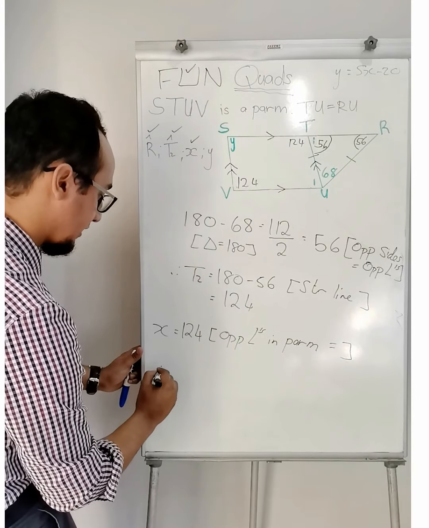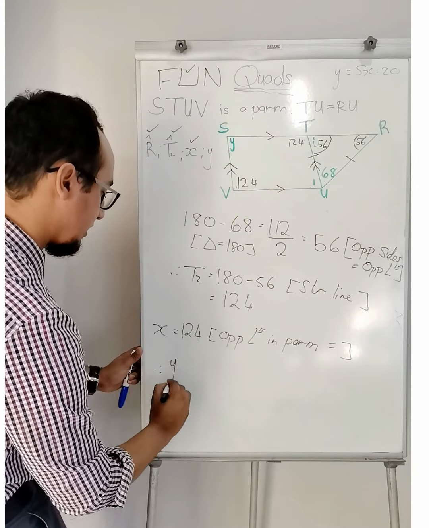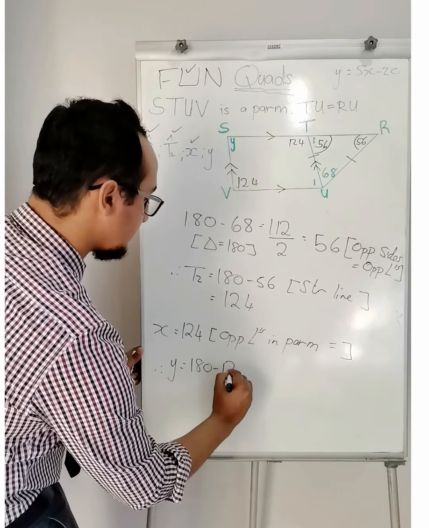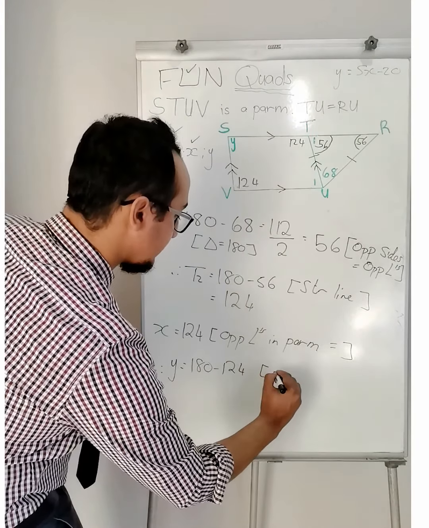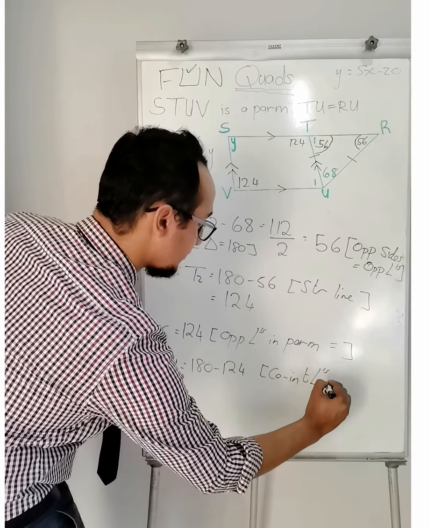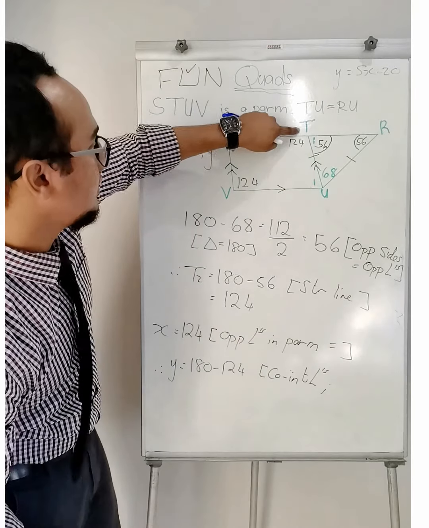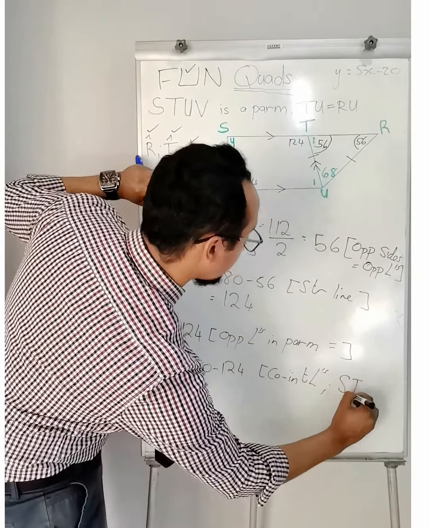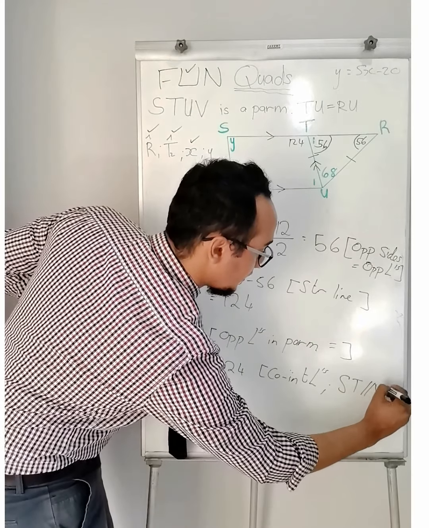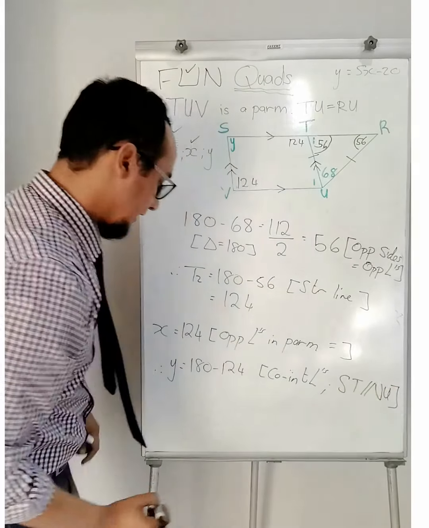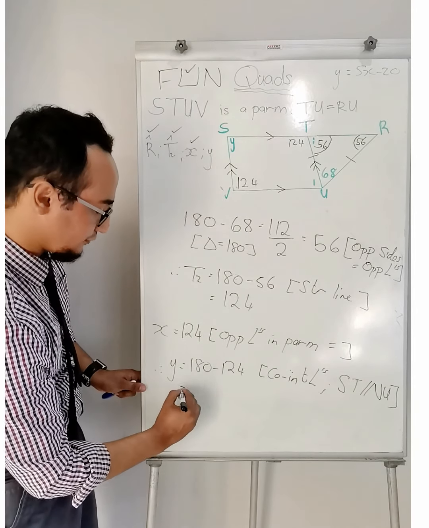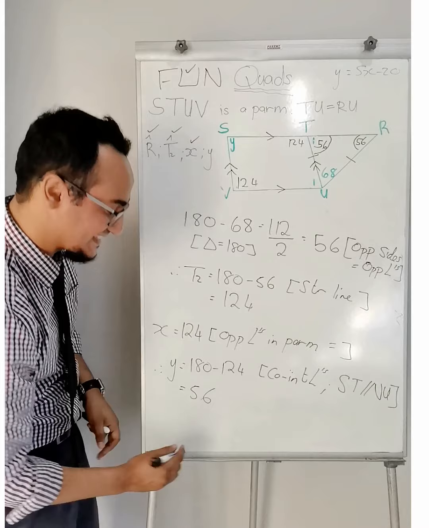So therefore, I can say Y is equal to 180 minus 124, and that is co-interior angles because ST is parallel to RU. And therefore 180 minus 124 is equal to 56 degrees.